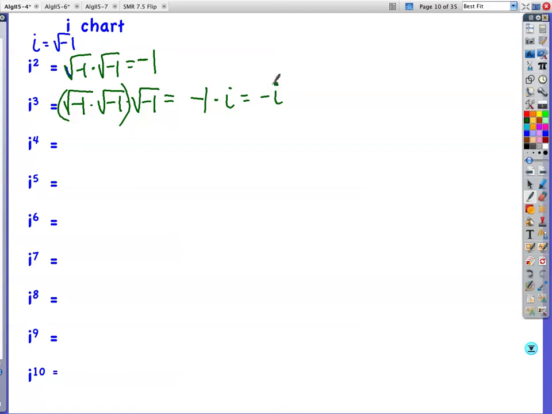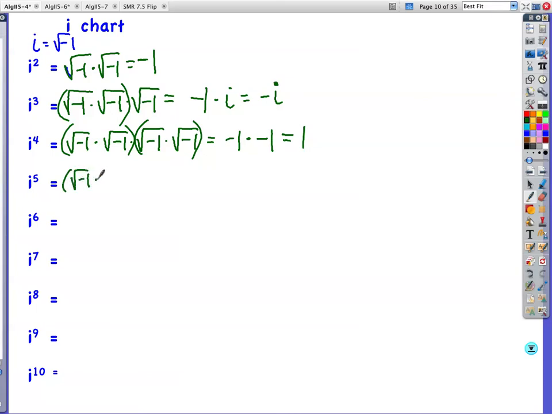All right, i to the fourth. That's square root of -1 times square root of -1 times square root of -1 times square root of -1. This part is -1. This part is -1. What's -1 times -1? 1.